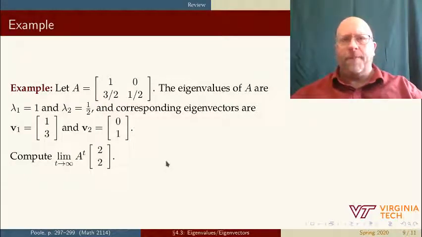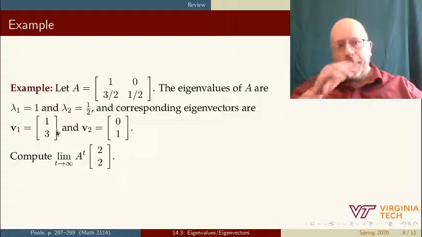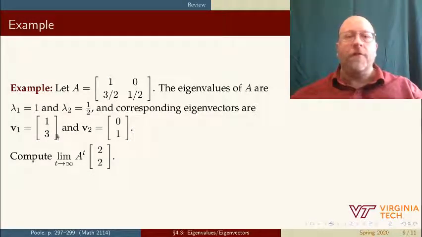Let's try this example. Let A be this matrix here, 1, 0, 3/2, 1/2. The eigenvalues are 1 and 1/2, and the corresponding eigenvectors are 1, 3 and 0, 1. I would like to calculate A to the t power times 2, 2, as t goes to infinity.